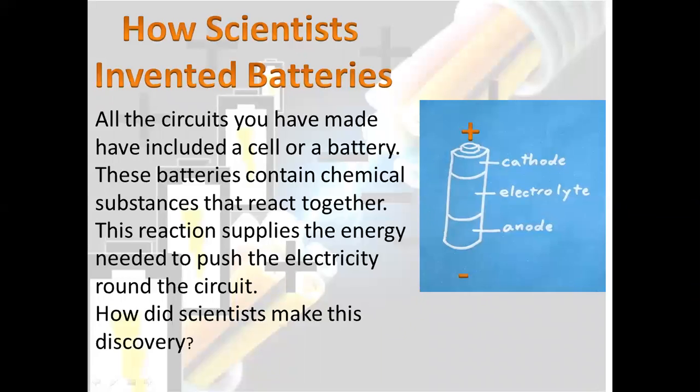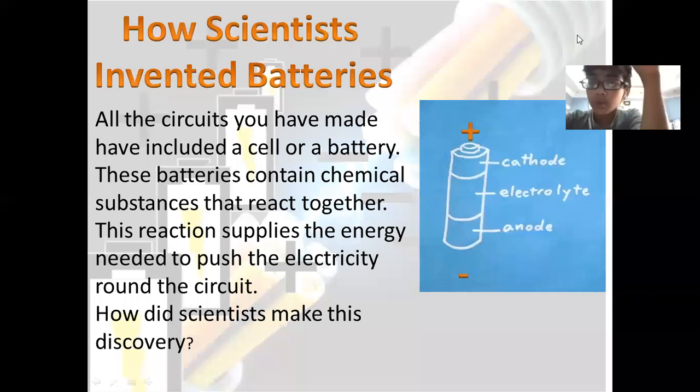It's zoomed. Okay. How scientists invented batteries. All the circuits you have made have included a cell or a battery. These batteries contain chemical substances that react together. This reaction supplies the energy needed to push the electricity around the circuit. How did scientists make this discovery?